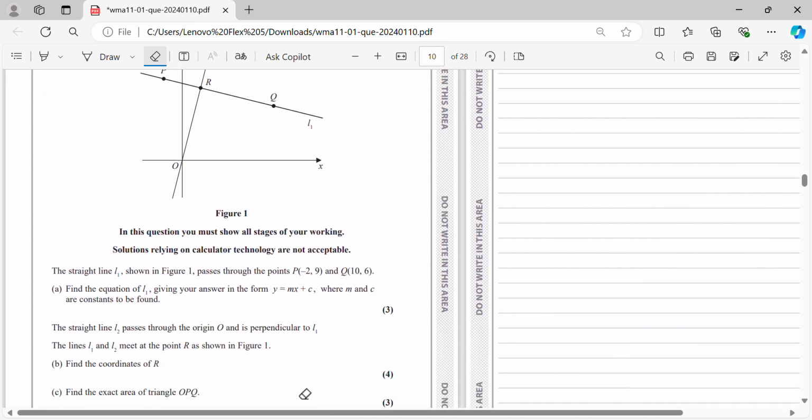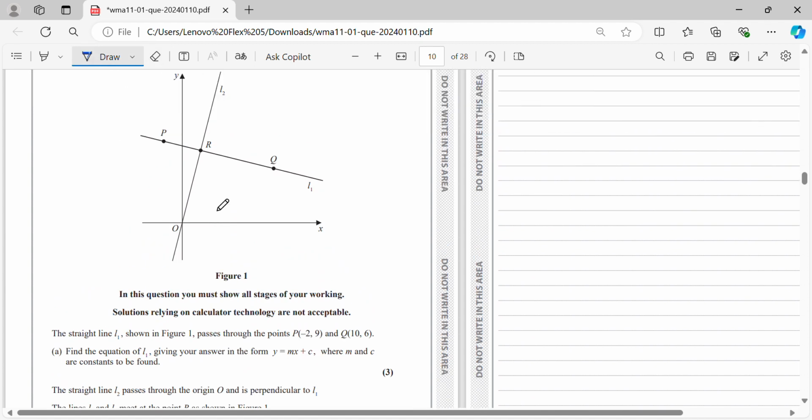The straight line L1 shown in figure 1 passes through the point P (-2, 9) and Q (10, 6). Find the equation of L1, giving your answer in the form y = mx + c, where m and c are constants.